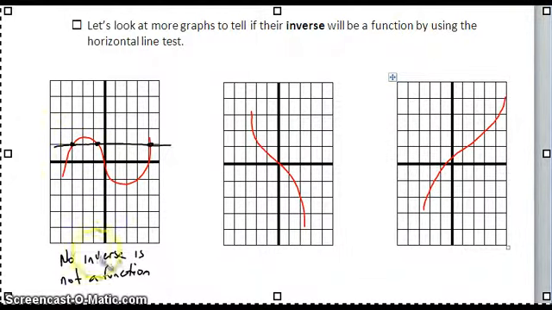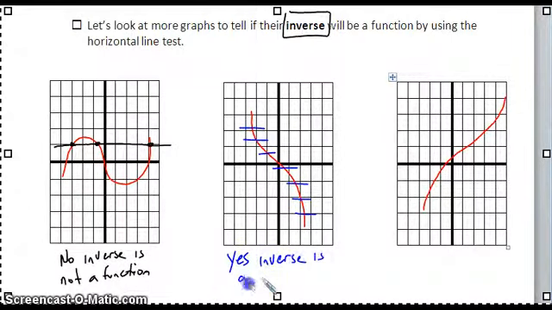Is this graph, is the red graph a function? Well, that's when I would apply the vertical line test. And yes, it passes the vertical line test, so it is a function. But I don't want to know if the red graph is a function. I want to know if the inverse is a function. Okay? So, red graph is a function. It passes the vertical line test. Will the inverse of this function be a function as well? Yep, it passes the horizontal line test. So, yes, the inverse is a function.